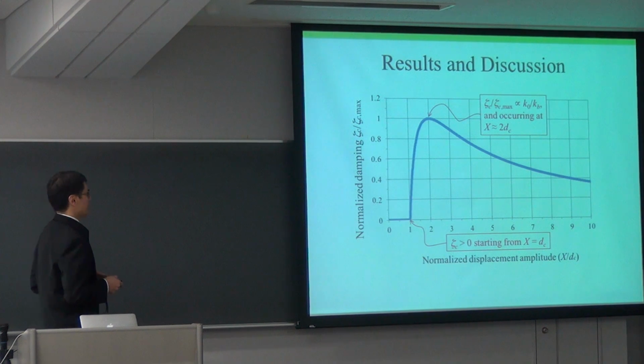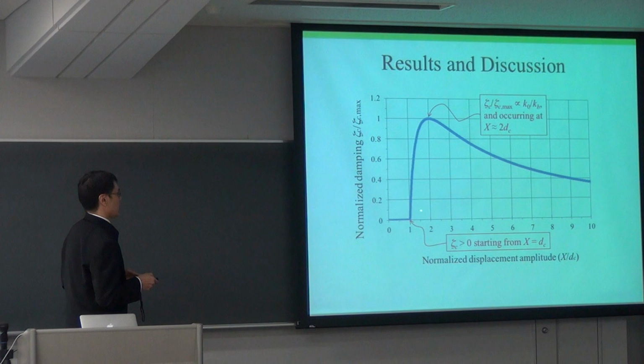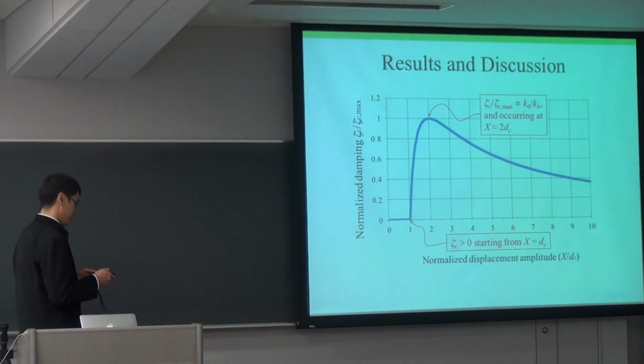So in summary, the damping level, and in fact the maximum particularly, is proportional to the ratio of the stick-slip stiffness to the main structure stiffness. In this case, it occurs at around 2 times the trigger displacement. And of course, the damping starts to increase at exactly the trigger displacement.